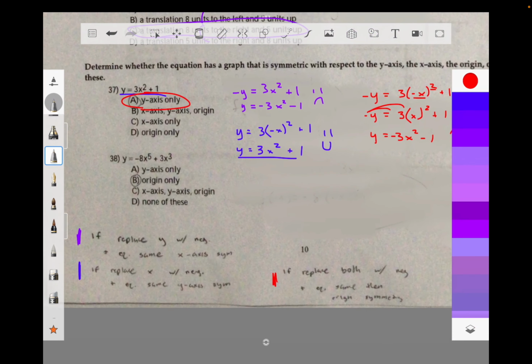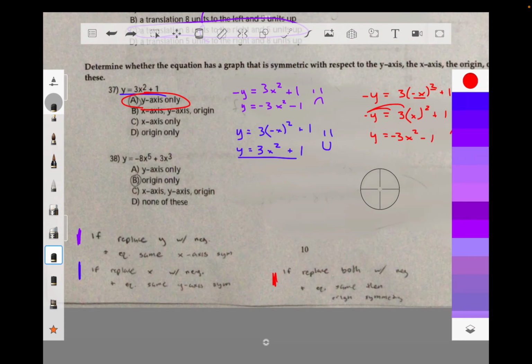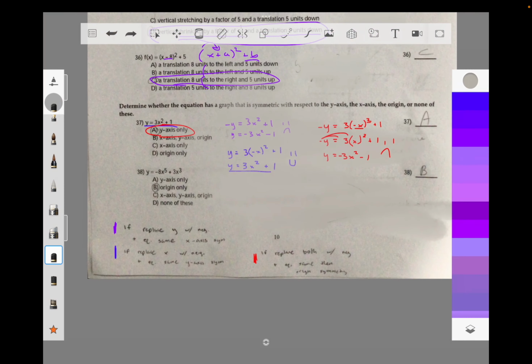All right, let's do the same thing for this one. Oh my god. Okay. Let me make it a bit smaller. Oh my god, that's huge.